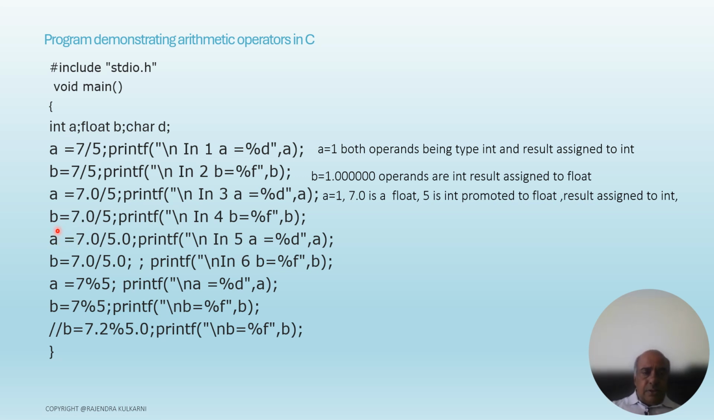Whereas when we assign the value evaluated by the expression 7.0 by 5 to a float variable, what we get is b is equal to 1.400000, because 7.0 is a float, 5 even though it is an int constant will get promoted to float, and the expression evaluates to 1.4, which again is assigned to a float variable which is capable of holding a value of 1.4.